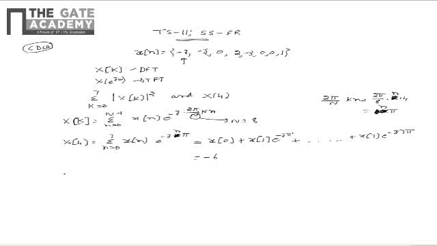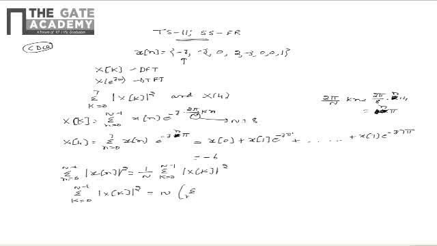Now by Parseval's theorem, we know that sigma n equal to 0 to N minus 1 abs of x of n whole square is equal to 1 by N multiplied by sigma k equal to 0 to N minus 1 abs of X of k whole square. So from this we can say that sigma k equal to 0 to N minus 1 abs of X of k whole square, which is the quantity we need to find out, is equal to capital N times sigma n equal to 0 to N minus 1 abs of x of n whole square.